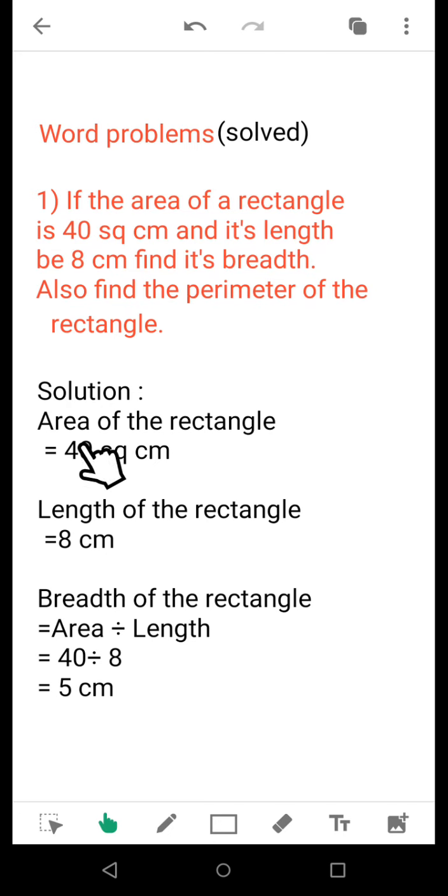Now for the solution part, area of the rectangle is 40 square centimeter. Length of the rectangle is 8 centimeter. So breadth of the rectangle will be calculated by the formula area divided by length. That gives you 40 divided by 8, that means 5 centimeter. So you have already calculated the breadth.